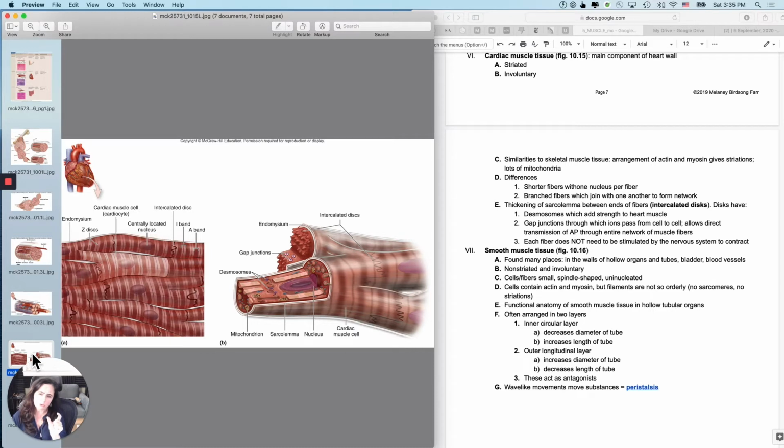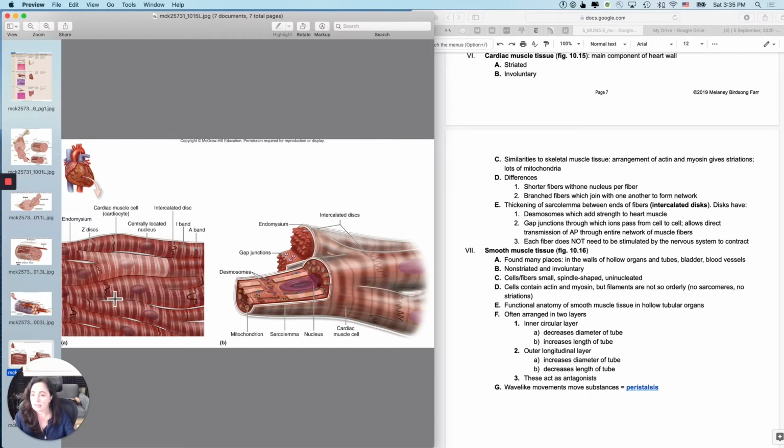The fibers are shorter. Remember, a skeletal muscle fiber can be up to 1 foot long, but cardiac, you can usually see the boundaries of a cardiac muscle cell in a single slide. So shorter fibers, 1 nucleus per fiber instead of being multinucleated. And remember that the fibers generally branch.